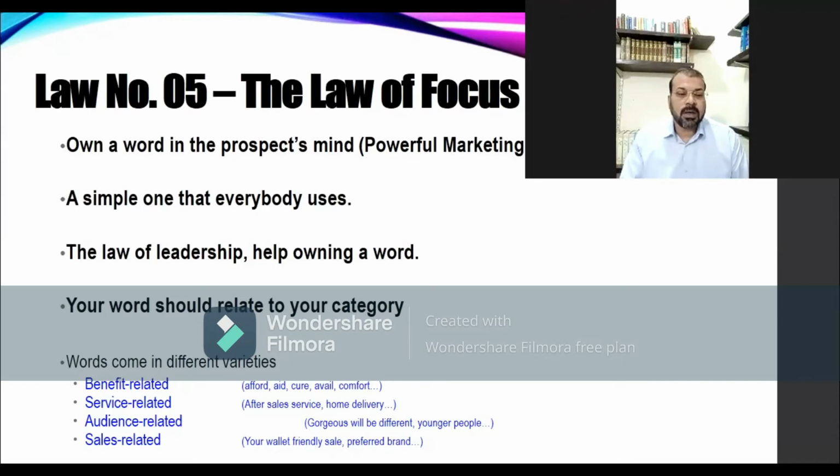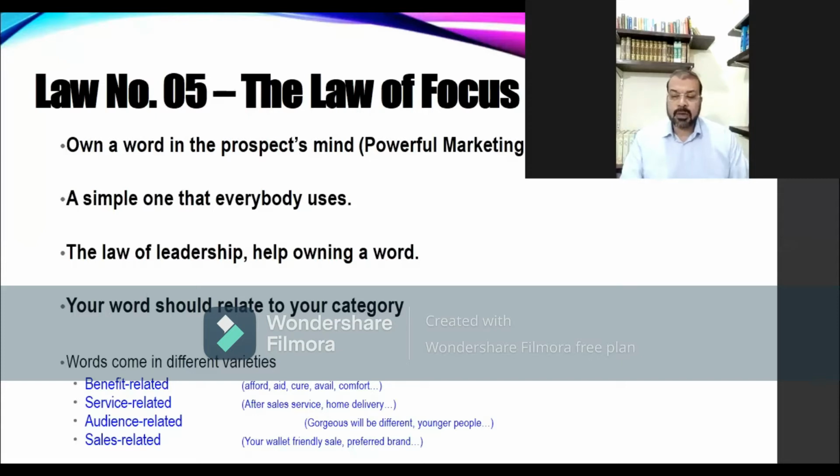For example, the ad of Morris, then the ad of Straight Life. People remember them for decades. And your name should be related to your category, and then the words that you choose can be benefit related, like convenience or cure or benefit or affordability. Then it can be service related, like at your doorstep, before everyone, in the shortest time possible.